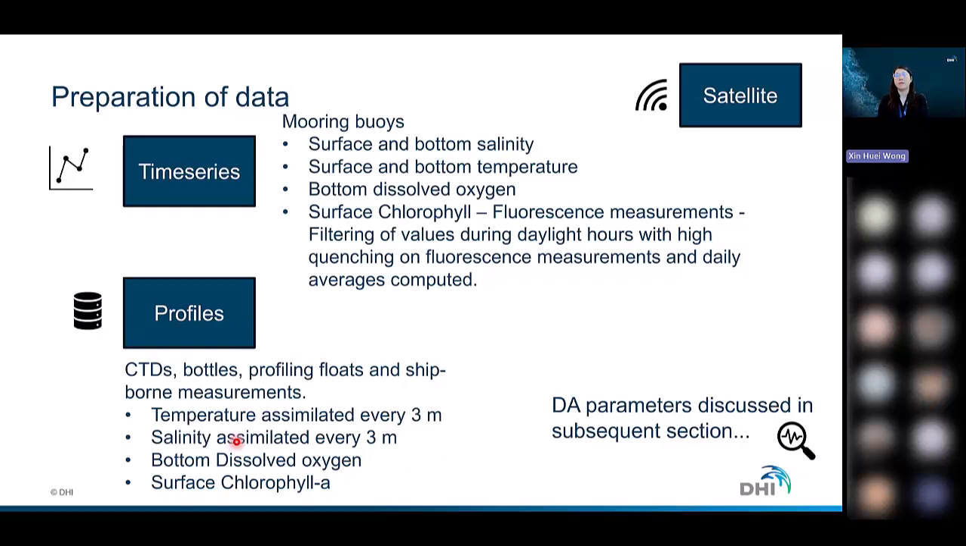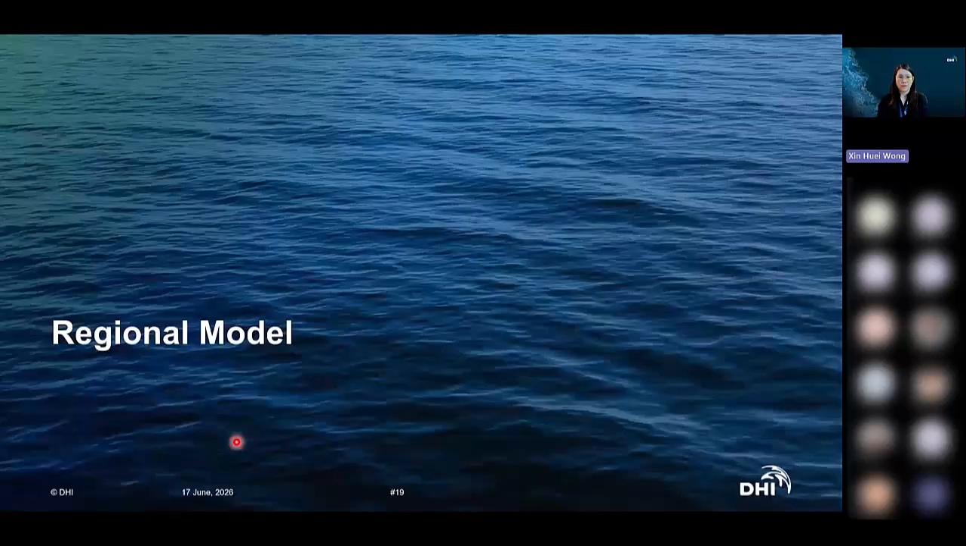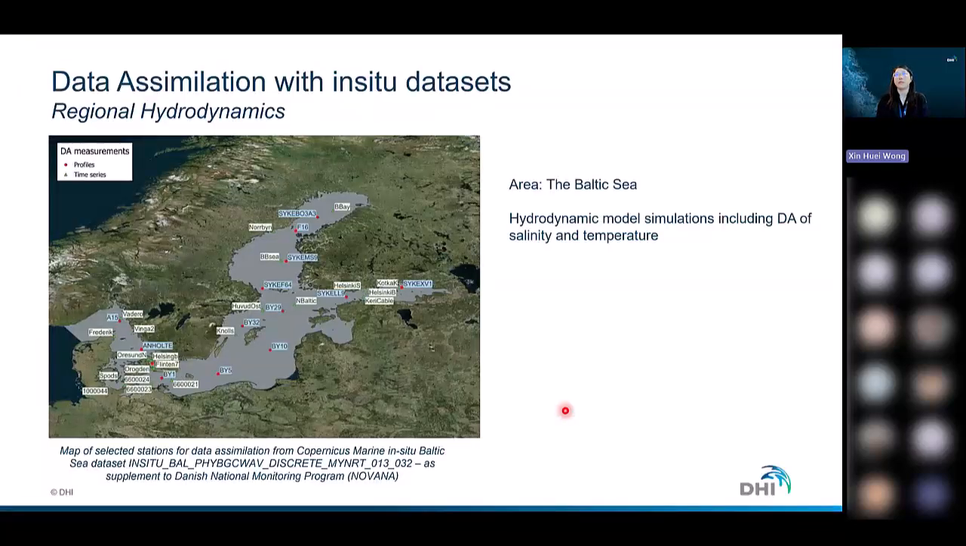So all the other DA parameters will be discussed in the subsequent sections. Oh, and I have mentioned that the satellite image is also processed by Aarhus University before delivering it to us. So just look at the regional model before we go into the local model. So the area is the Baltic Sea.